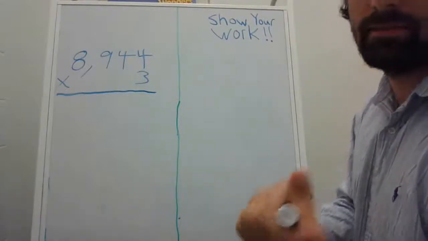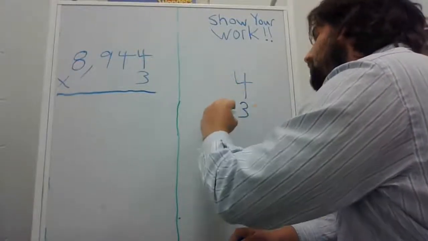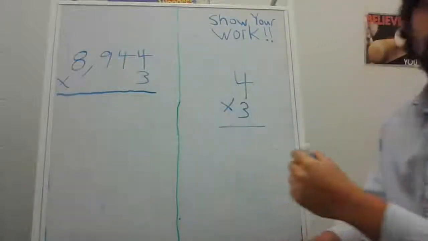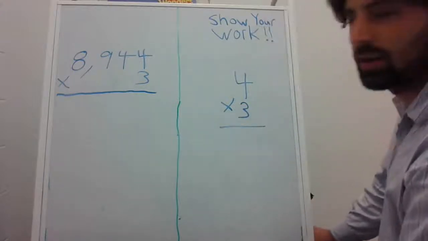All right. 4 times 3. That's what we're going to start with. We always start by multiplying the digits in the ones place, which is right here. All right. 4 times 3 equals 12.